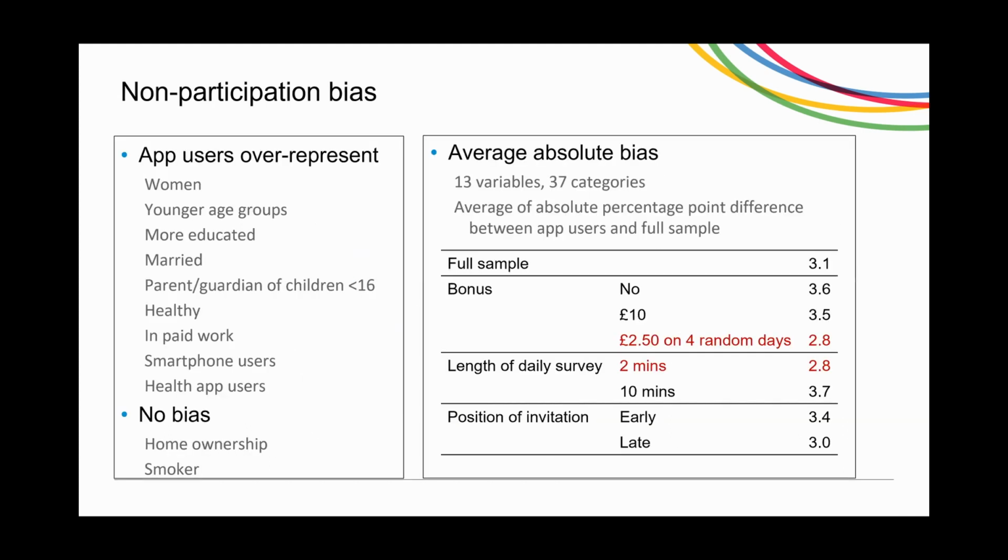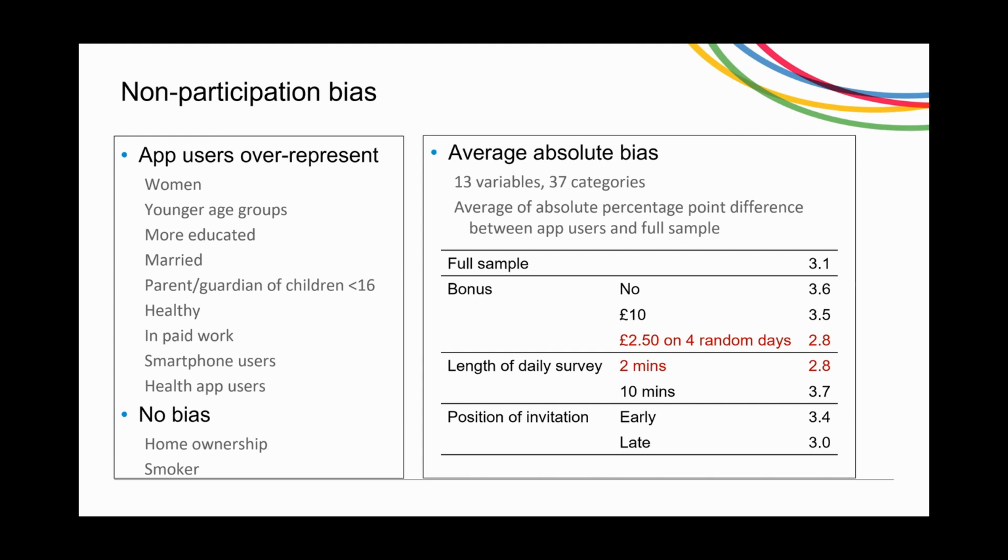And then finally, non-participation bias. So here we've looked at differences between the full sample and those who actually use the app. And this, first of all, is for the full sample. So the app users overrepresent the groups in this box on the left: women, younger age groups, more educated, married, parents, healthy people in paid work, smartphone users, and those who already use health apps for their personal use. We didn't find any differences in home ownership status or whether they're currently smoking. So this is overall for the full sample.